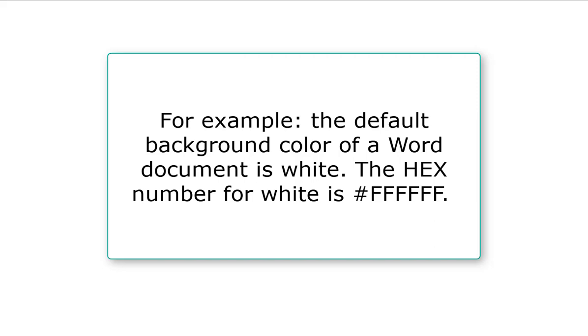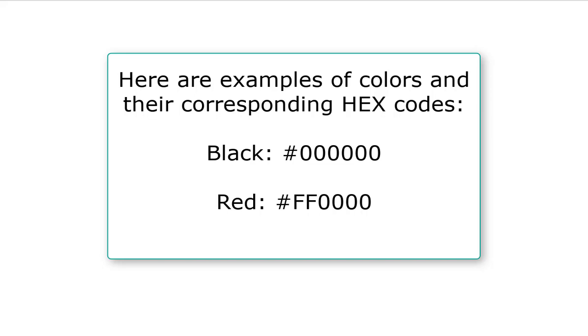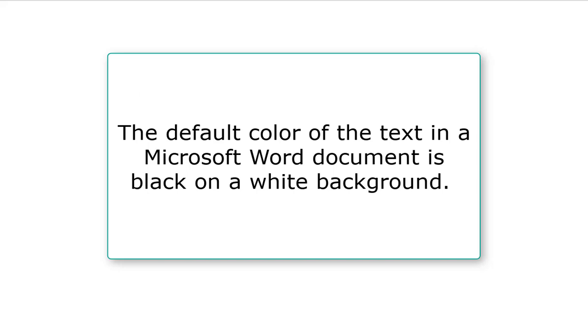The hex number for white is #FFFFFF. Here are examples of colors and their corresponding hex codes. Black, for instance, is the #000000, and red is the #FF0000.